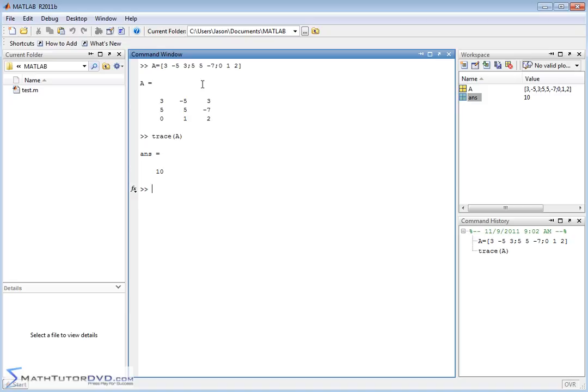So it's very straightforward. There's nothing much more to it. You take the diagonal elements of a matrix, you add them up, that's called the trace. So if you ever have a need to do that, you have a built-in function for it.